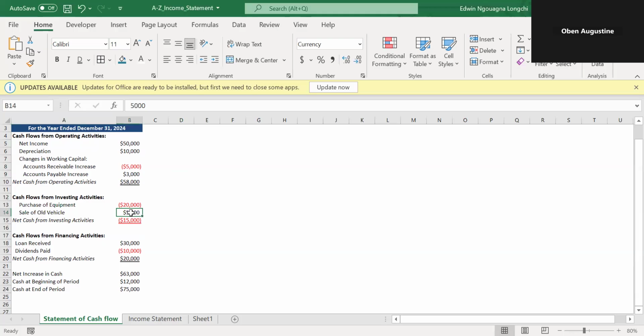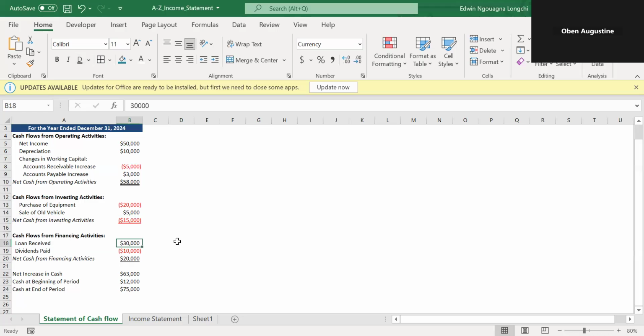Maybe that was all you did for investing. You did not take a loan, and all those other investing activities you did not do. So that was all. And if you sum this, you have 15,000 less. Why is it negative? Because negative 20,000 plus 5,000 is negative 15,000. You just use the formula and sum it. Then cash flow from financing activities.